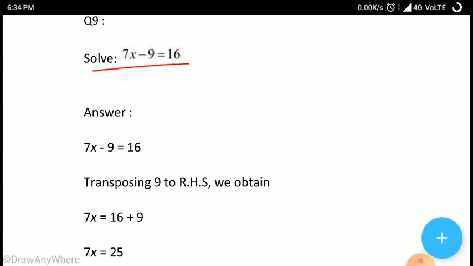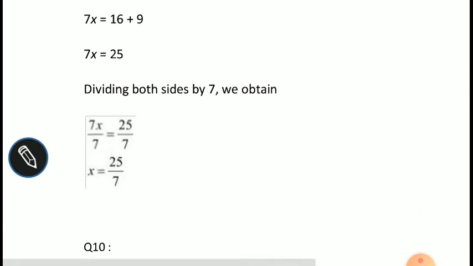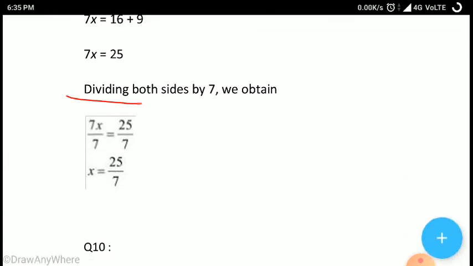7x minus 9 is equal to 16. So here we are transposing minus 9 to the RHS. So we write here 7x is equal to 16 plus 9. So 7x is equal to 25. Okay. Now the next step is what? Divide both sides by 7.